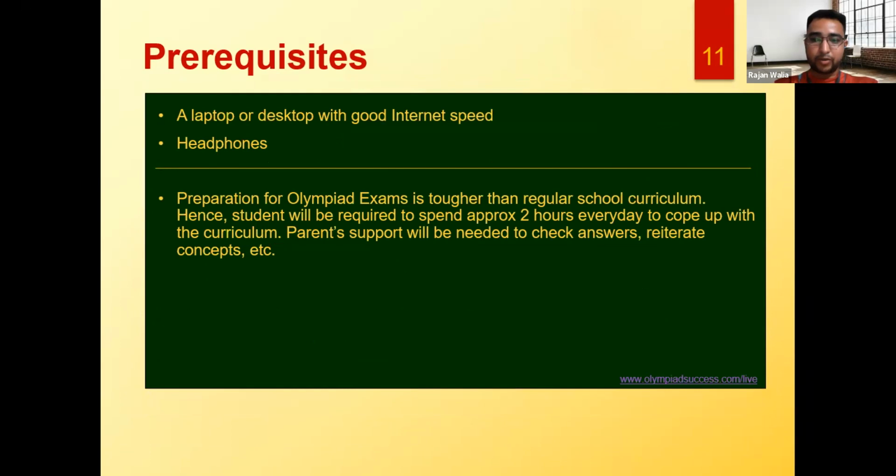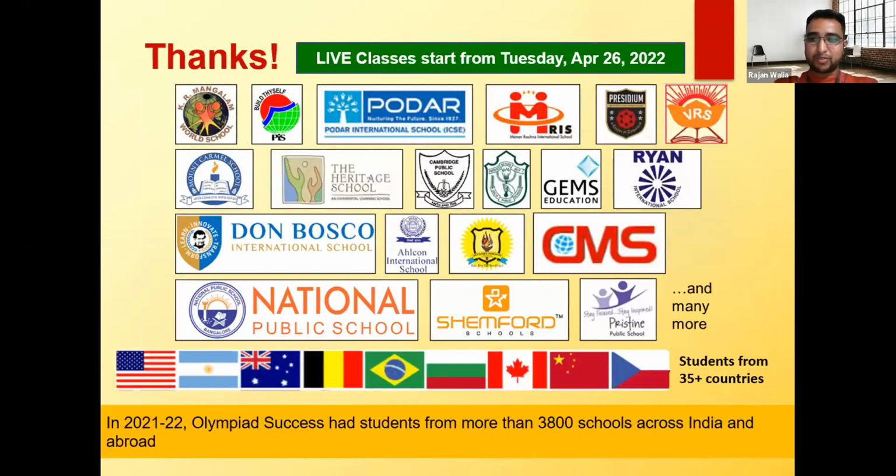So to join this course, what do you need? You just need a laptop with good internet speed and headphones. Okay, students. Preparation for the Olympiad exam is tougher than your school curriculum, as there will be some questions from upper grades also. So you need to spend approximately 1 or 2 hours to cope with the curriculum. And parent support is also needed to check the answers and revise concepts. The live classes for this course will start from 26th April, students. Currently we are catering to 35 plus countries, and we have students from 3,800 schools. So this is about the course, students.